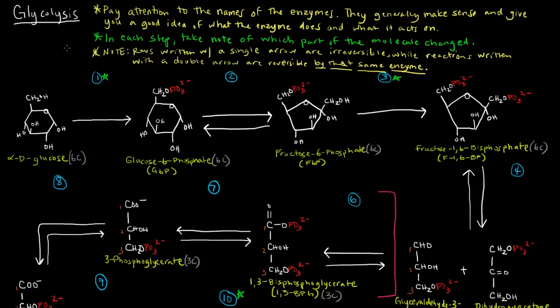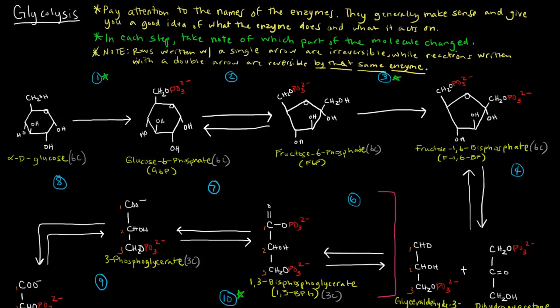In this video, we're going to talk about the 10 actual steps of glycolysis. So things I want you to keep in mind. I want you to pay attention to the names of the enzymes that I write down, because they generally make sense. Like the name of the enzyme will help you understand what the enzyme does and what it acts on. In addition, I want you to pay attention from step to step. What happens to the molecule? What part of the molecule changed? That's also going to help you remember what's going on.